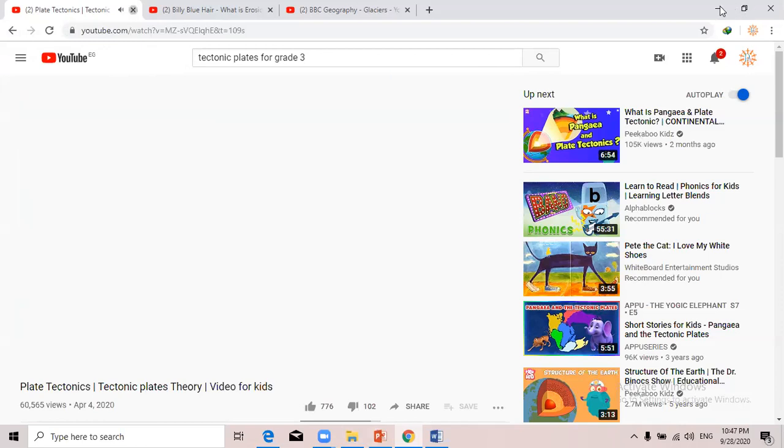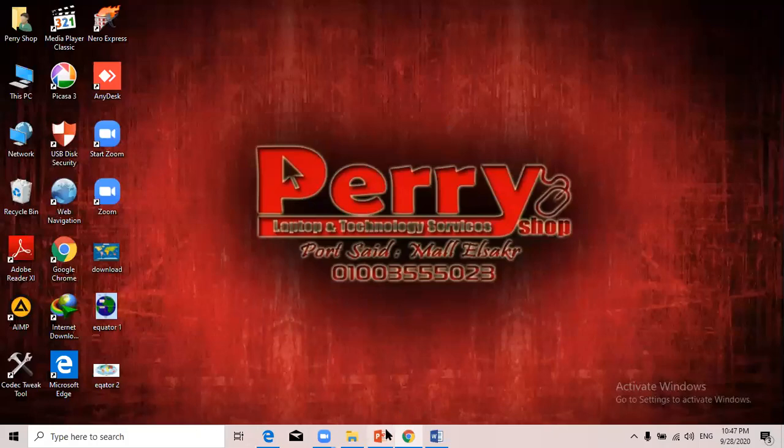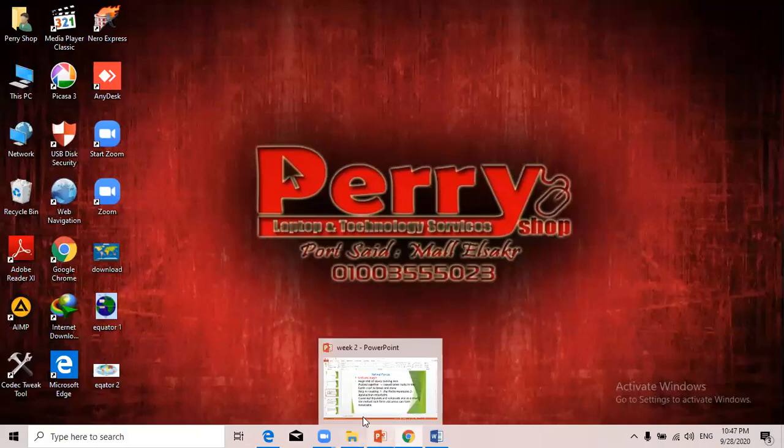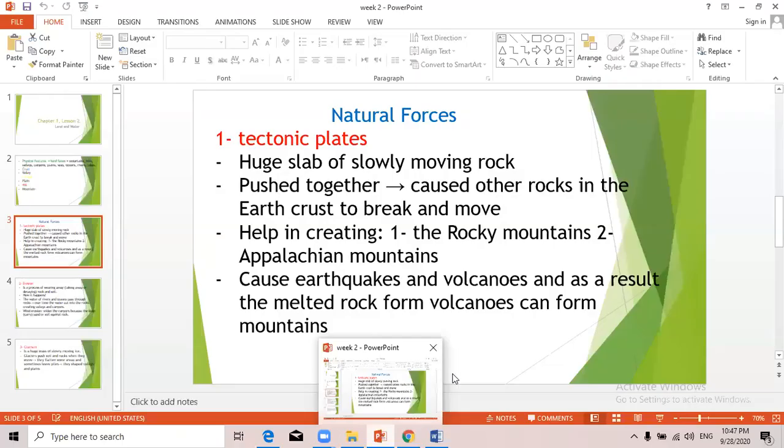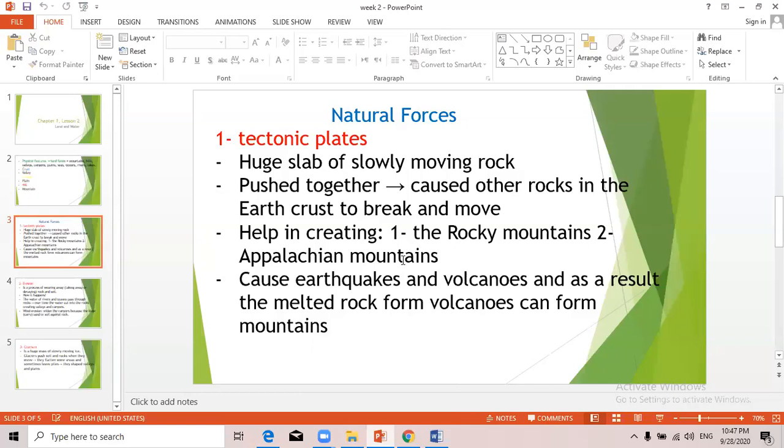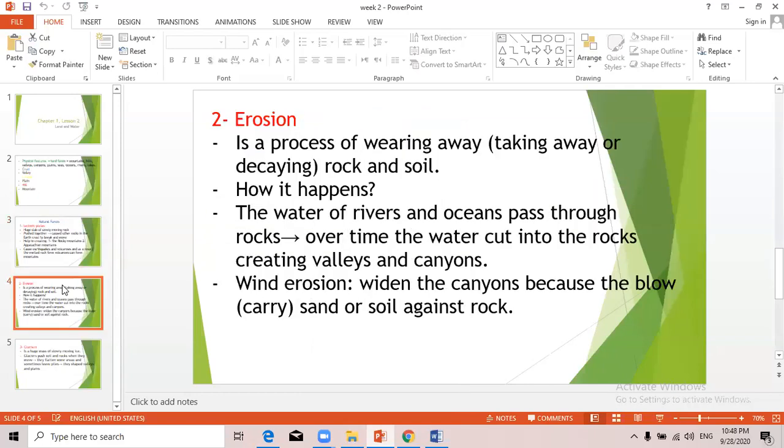Okay, we finished tectonic plates. Let's see the second natural force. Okay, so here we finished tectonic plates. Let's start the second force. The second force is erosion. What is the meaning of erosion?